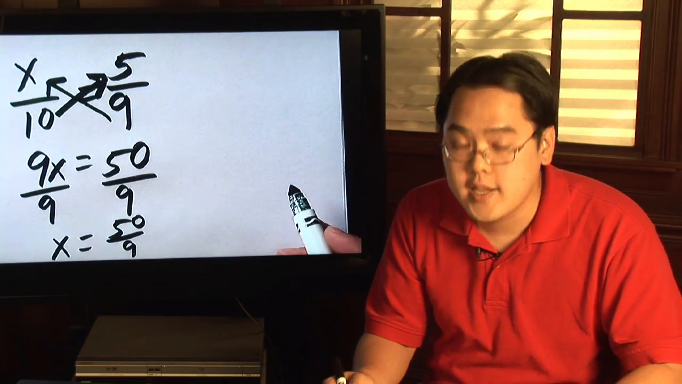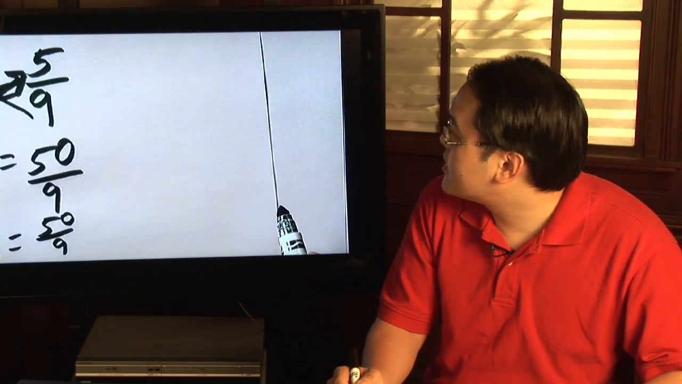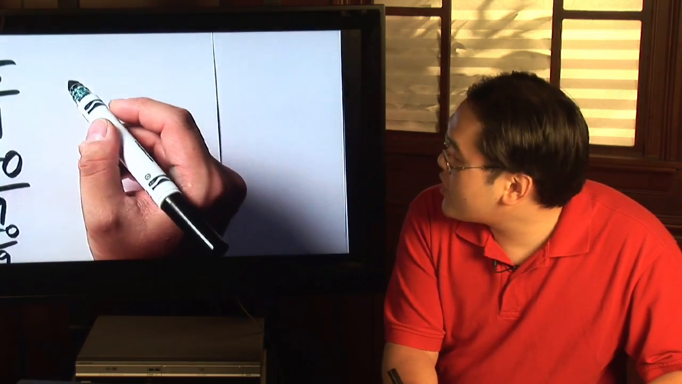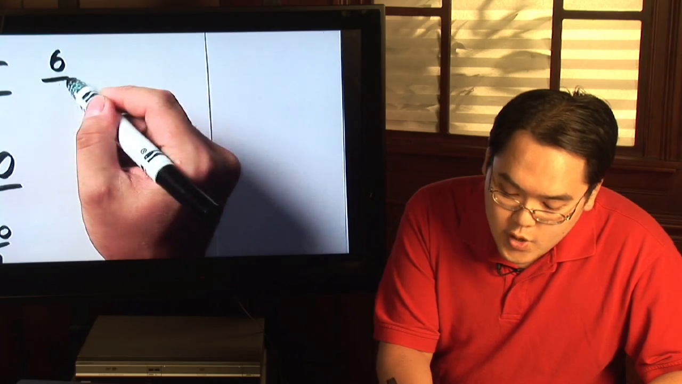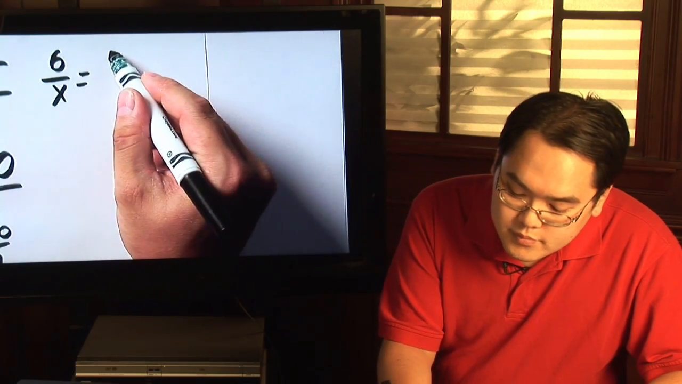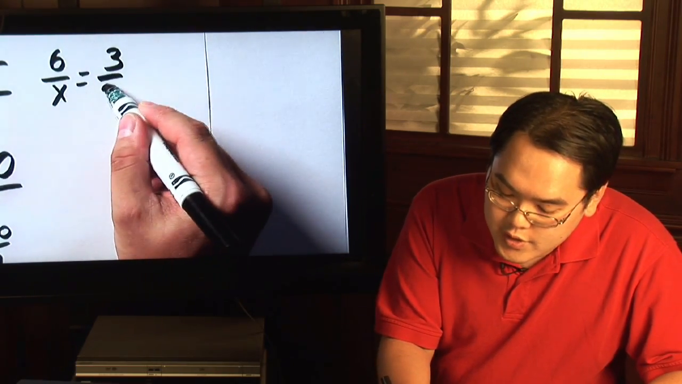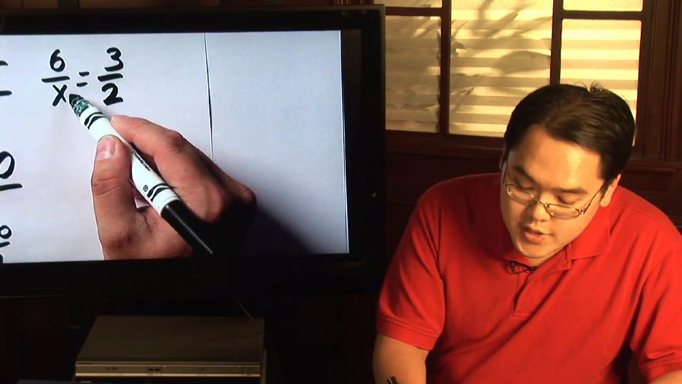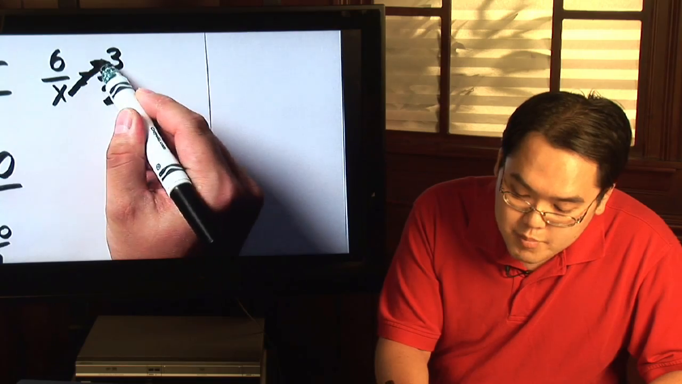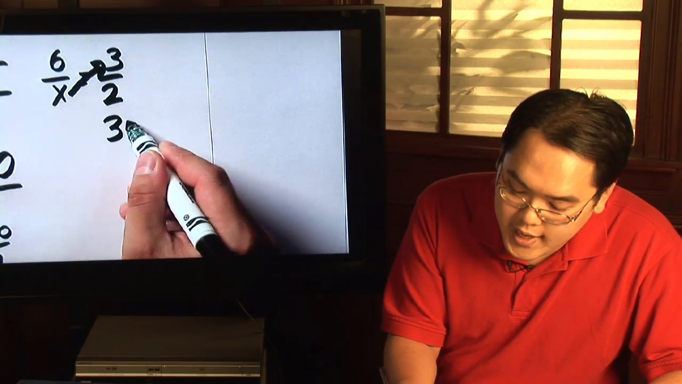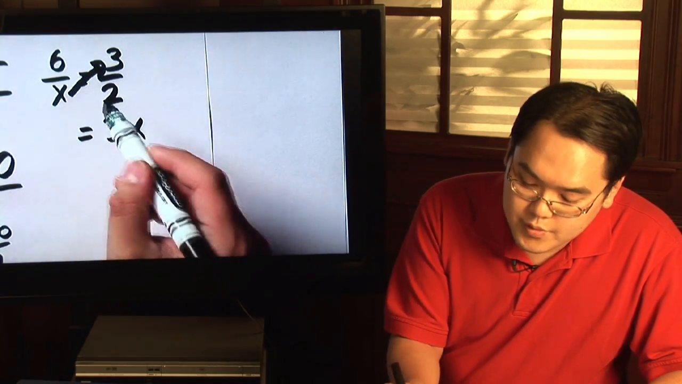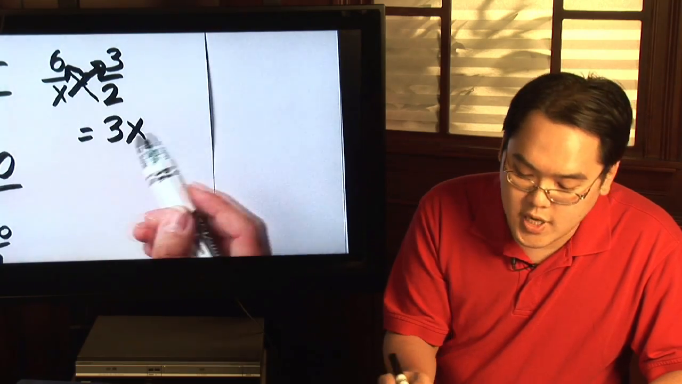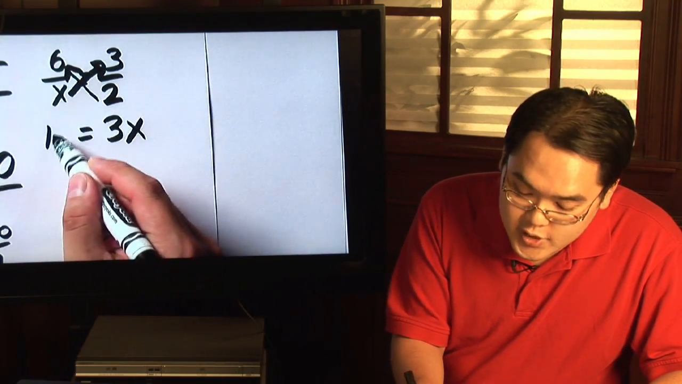On the other hand, if you have x's in the denominator, it's the same kind of idea. Suppose you have 6 over x equals 3 over 2. Again, you can solve it by cross multiplication. So the denominator x multiplied with the numerator 3, so you have 3x, and that's equal to 2 times the other numerator, 6, and you're going to get 12.